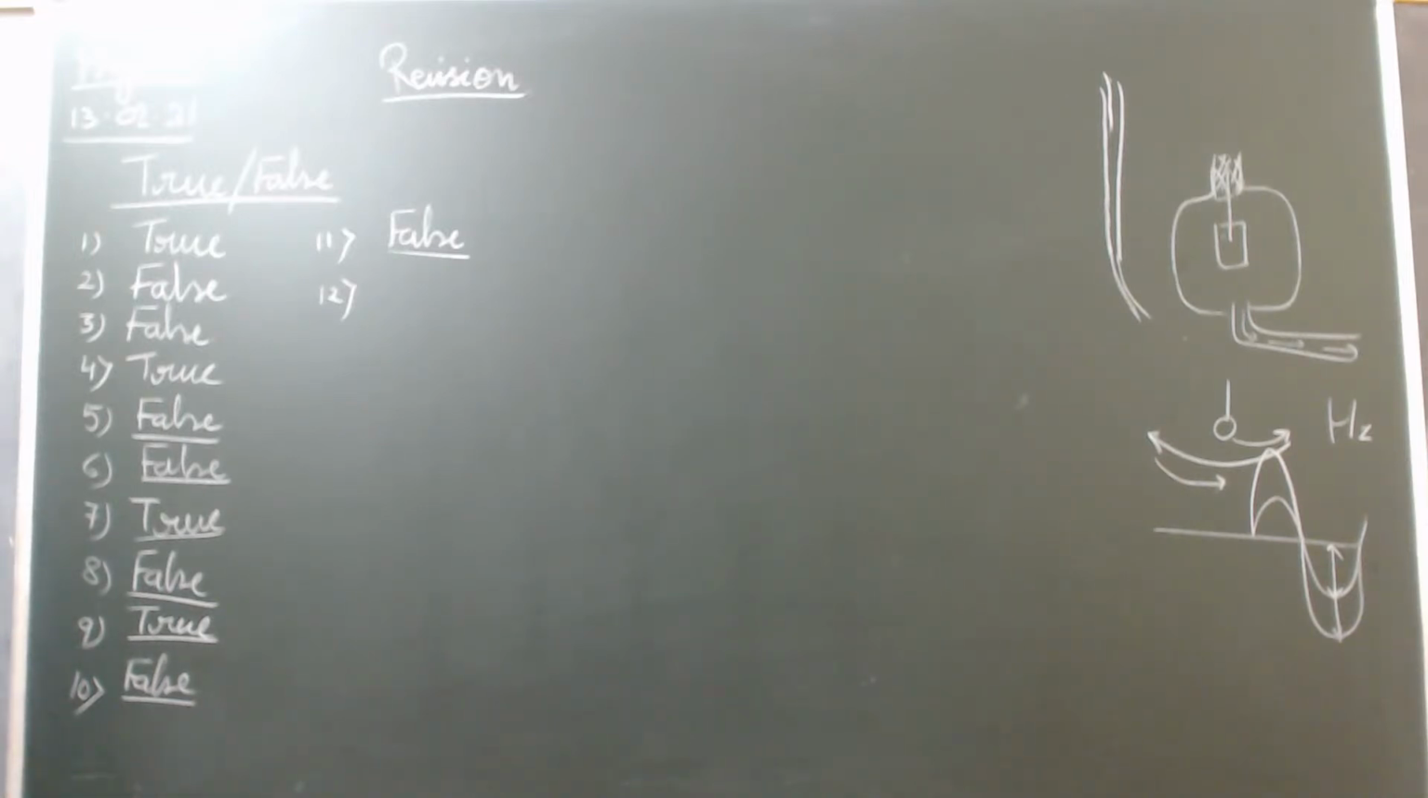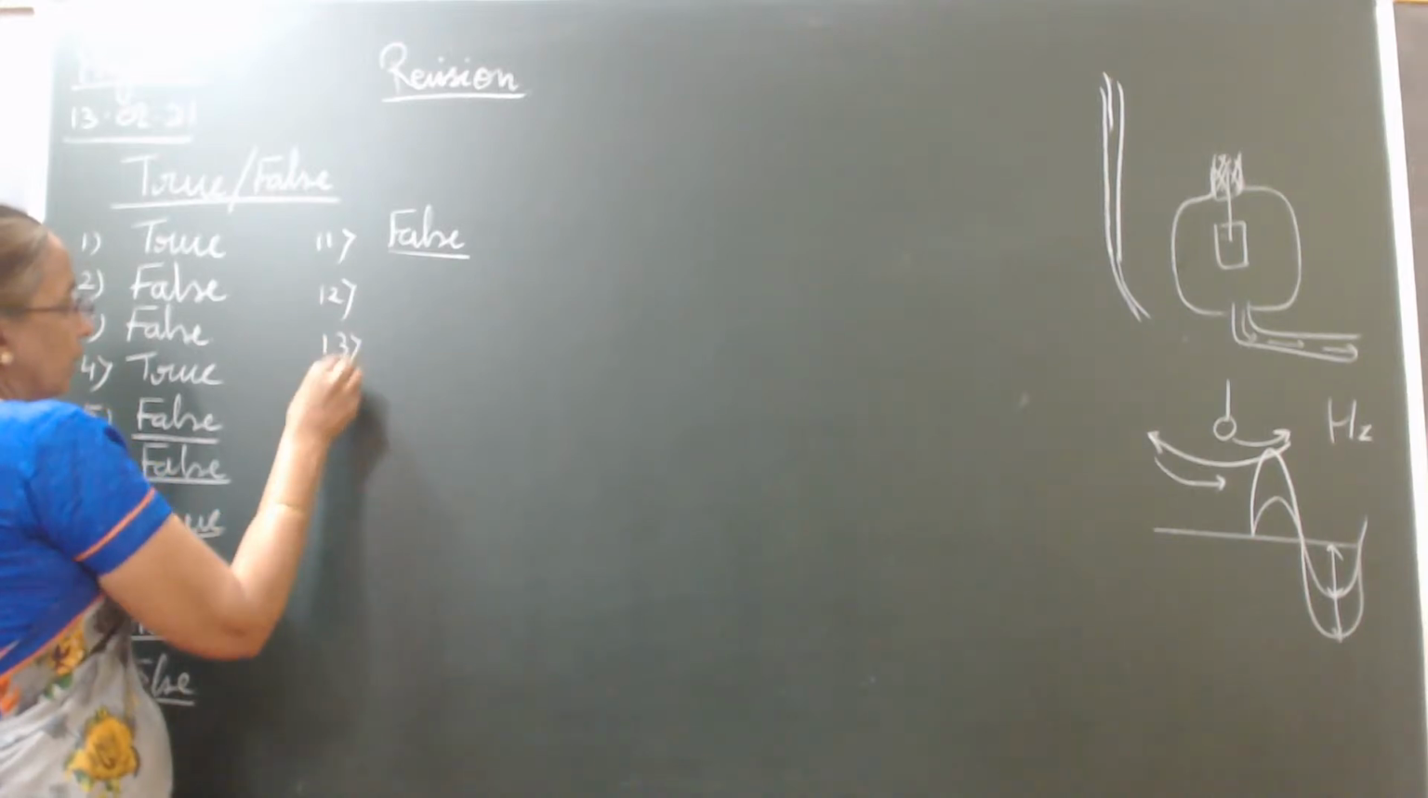Now the next lesson, light. In light also there are true false questions. Then solar system. In solar system again fill in the blanks and true false are there.